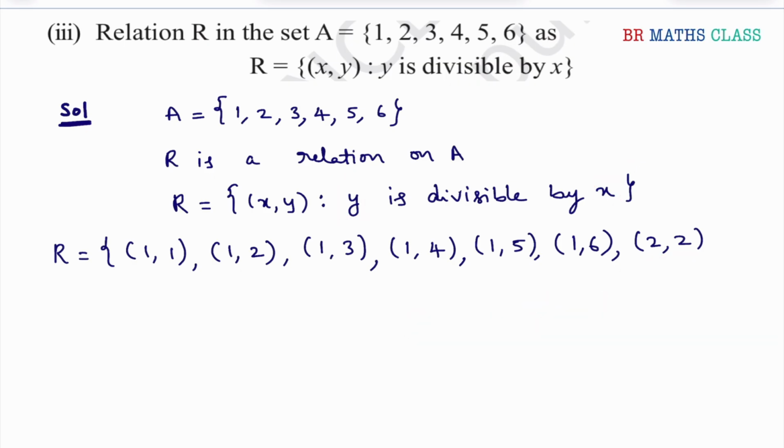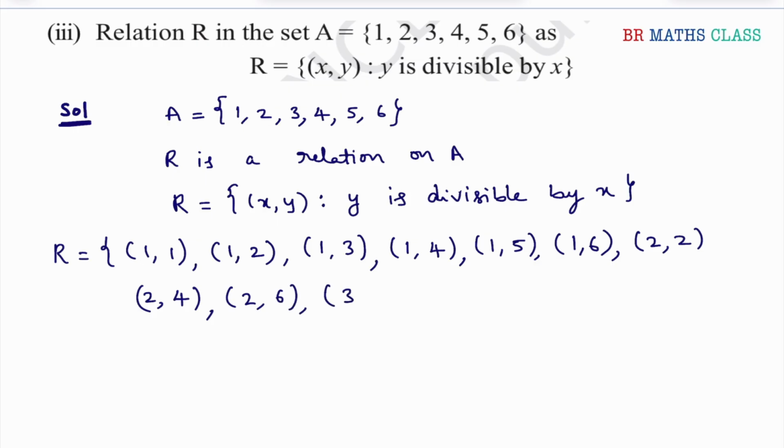2 comma 3. 2 comma 3 does not belong to this relation, because when we check for 2 comma 3, look here, 2 comma 3. 3 is not divisible by 2. 3 is not divisible by 2 because 3 is an odd number. Next, after 2 comma 3, 2 comma 4. Is 4 divisible by 2? Yes, 4 is divisible by 2. Next, 2 comma 4 is over. Next, 2 comma 5. Is 5 divisible by 2? No. Next, 2 comma 6. I hope you are understanding.